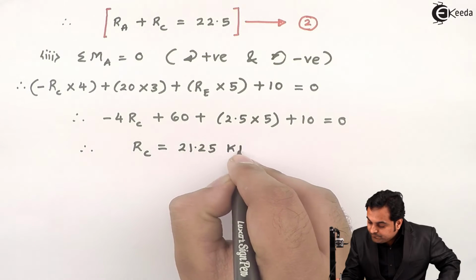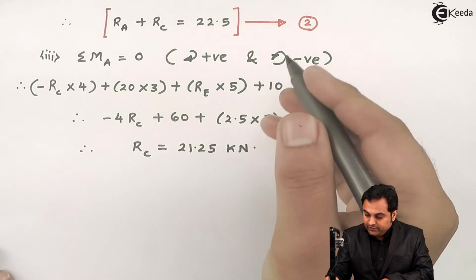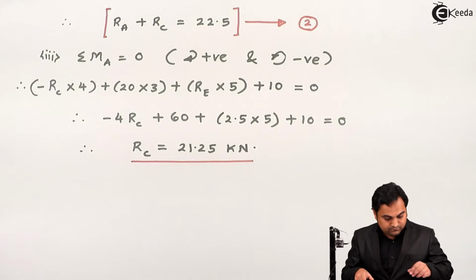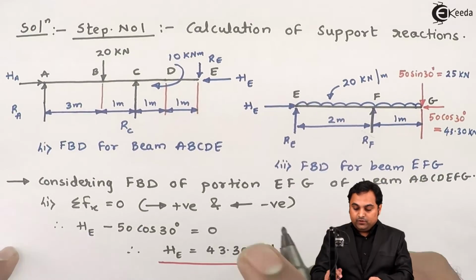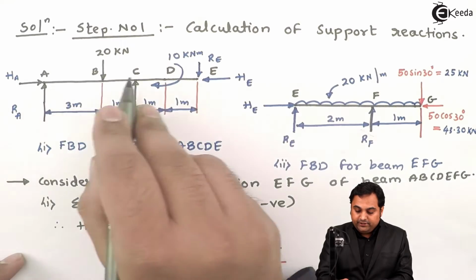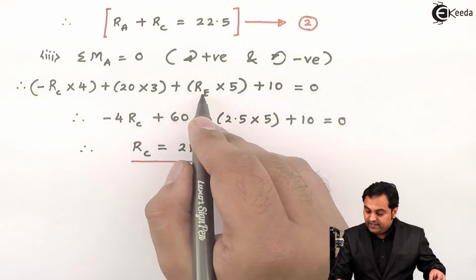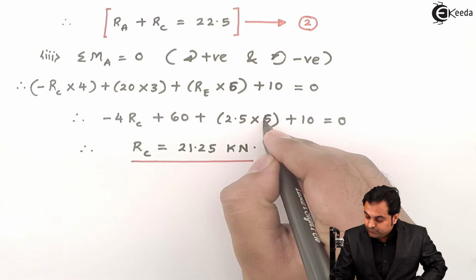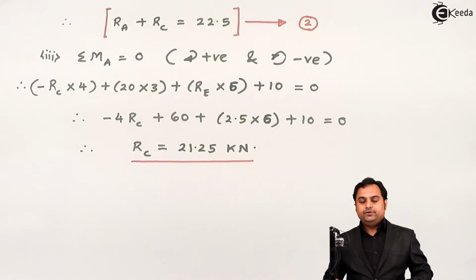Next, after getting Rc, I'll put its value in equation 2 to get RA. And here we have to see that when I was taking the moment from RE, that is at point A, RE into the distance is 6. So here I have written RE into 5. Actually this is RE into 6. So this is 2.5 into 6, and this will give me the same answer, that is 21.25 kilonewton.